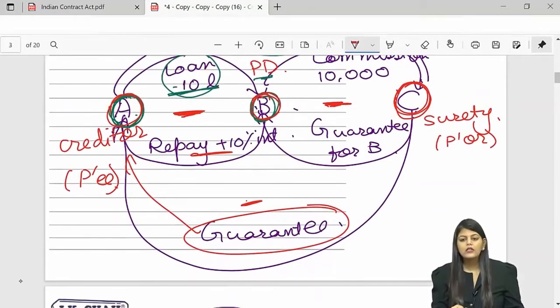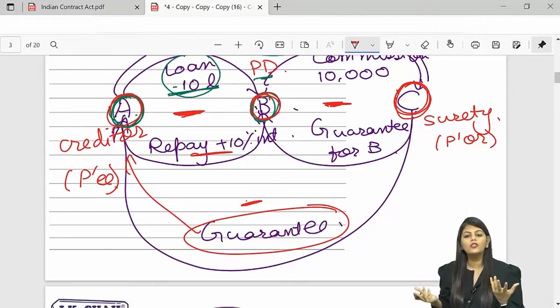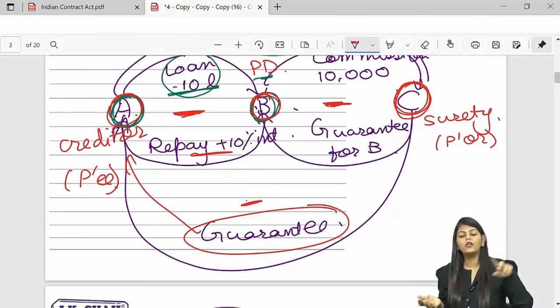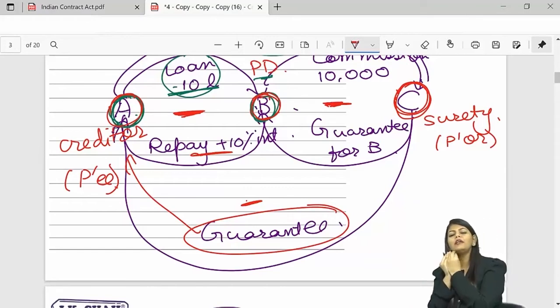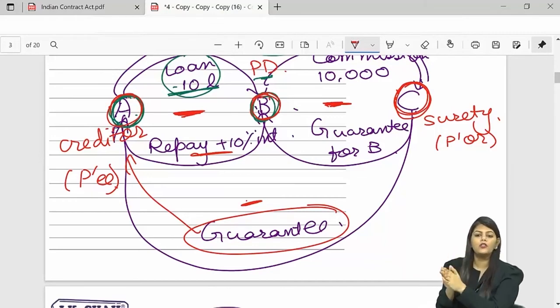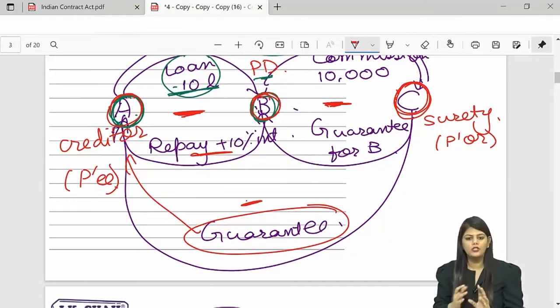B tells C, initially, when B went to C asking for a guarantee, "Sir, give a guarantee for me." So C says, "What about my loss? Because of you, if I suffer any losses, where will I go?" So B tells C, "Sir, please give a guarantee for me. If you incur any losses, don't worry, I will compensate you for those losses."